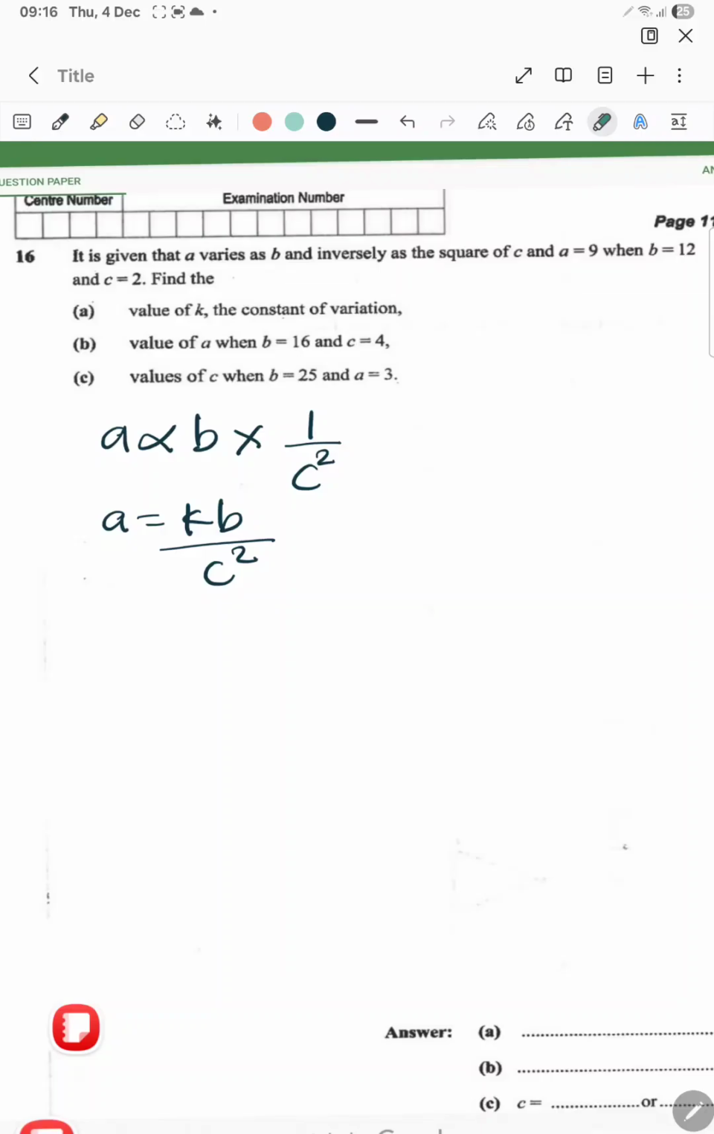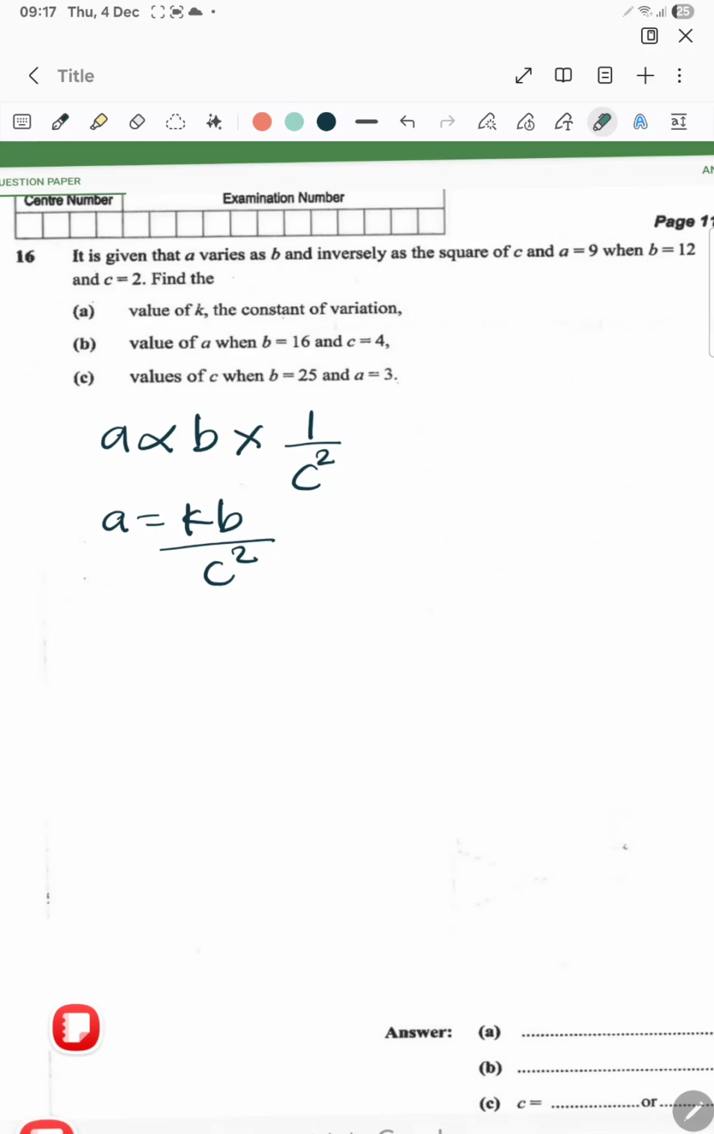Our first question is saying, find the value of K, the constant of variation. Now, how can we get the value of K? To get the value of K is very simple. What you just need to do is to replace all the values of the variables given in the question. The values of the variables are, where there is A, we shall put a 9, where there is B, we shall put a 12, and where there is C, we shall put a 2. And then you'll be able to get this value of K, which is unknown.